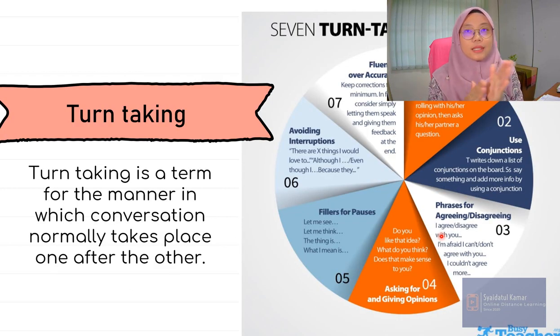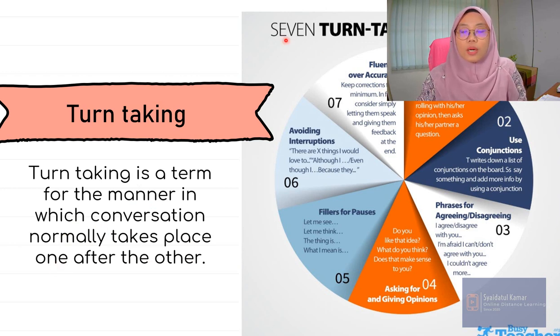And next is turn taking. So in discussion, obviously, you are not the only one who's going to talk. Avoid being the only one who talks, which means that you dominate the discussion. We don't want a person who dominates the whole discussion. Okay, so make sure that everybody has some sort of equal opportunity to speak their mind. So turn taking is a term for the manner in which conversation normally takes place one after the other.